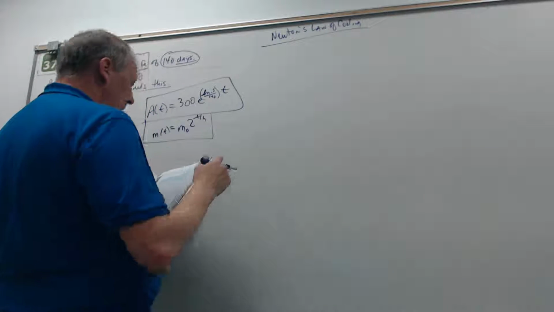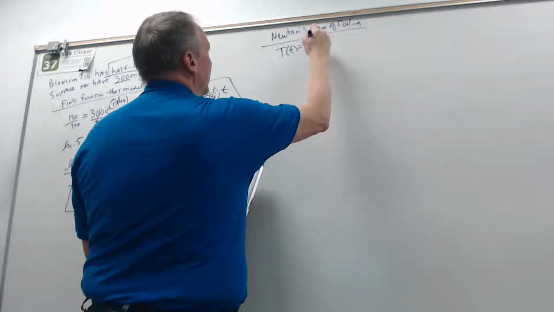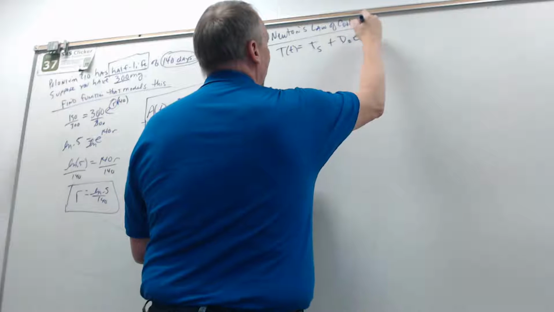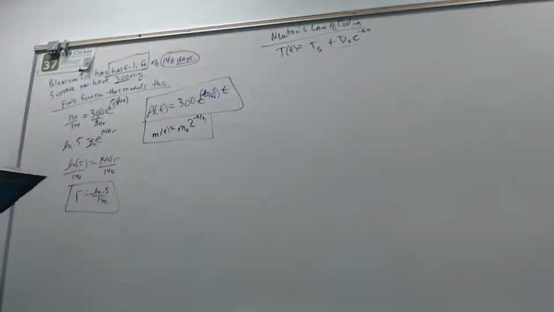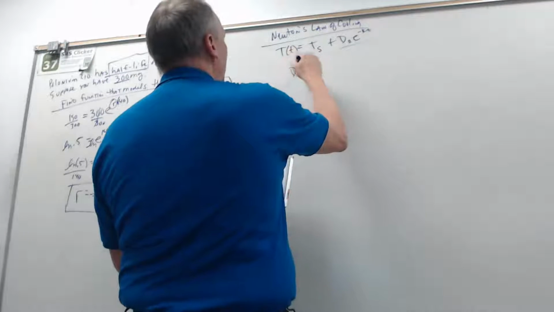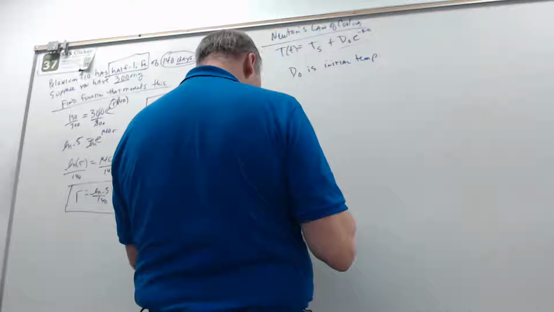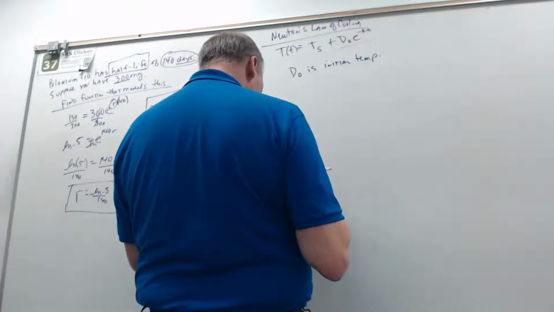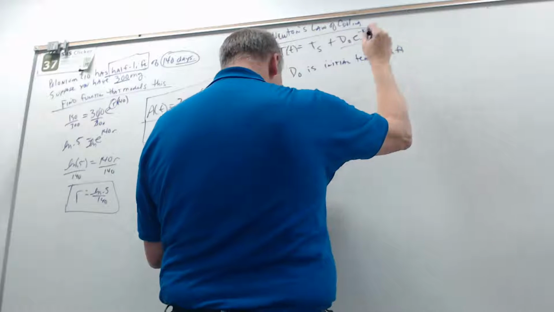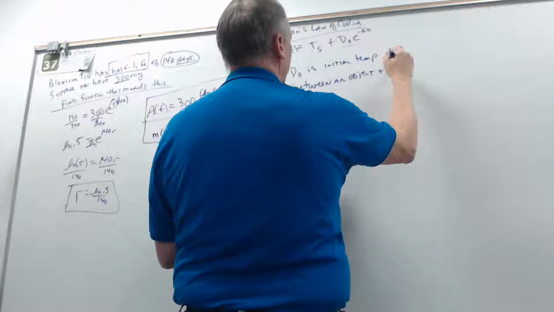But anyway, here's the formula. Capital T of little t equals T sub s plus D0 e to the minus kt. Do you see that that's just PERT right there? It's essentially PERT, okay? Now, D0 is the initial temperature. Is that not D naught? Is that different? D naught, same thing. D sub 0, D naught. Sorry, it's the initial temperature difference between an object and its surroundings.